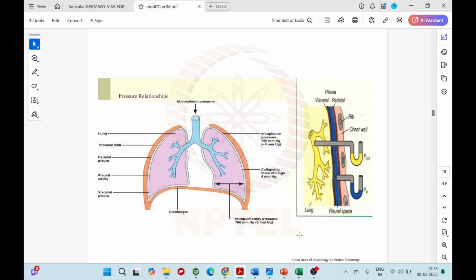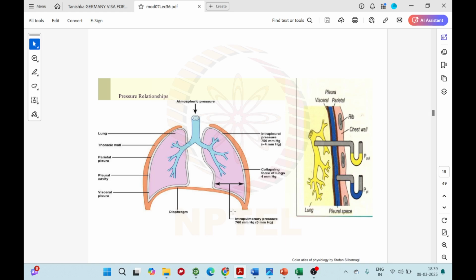As I was talking about the pressure, the negative pressure keeps the lung inflated. Here you can see the interpleural pressure, which is a negative pressure. Here you can see the lung, this is the pleural space, and this is the chest wall or the rib.